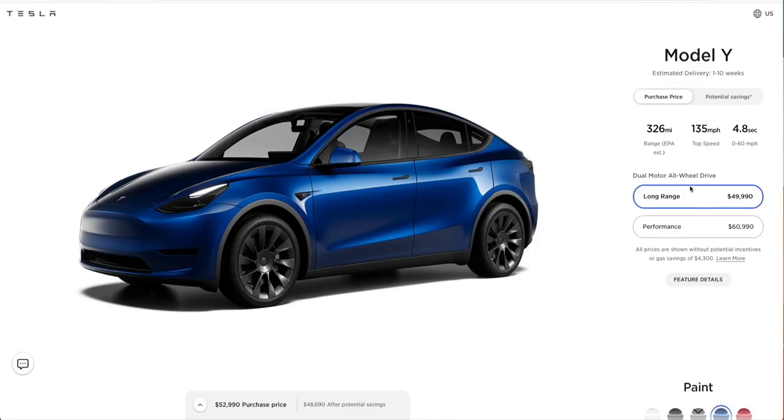In January of 2020, after saving up for the Model Y, I decided to reserve the Model Y with a dual motor, all-wheel drive, long range. That's because of the price point I was willing to pay for it, and also because of the range that was offered at the time.